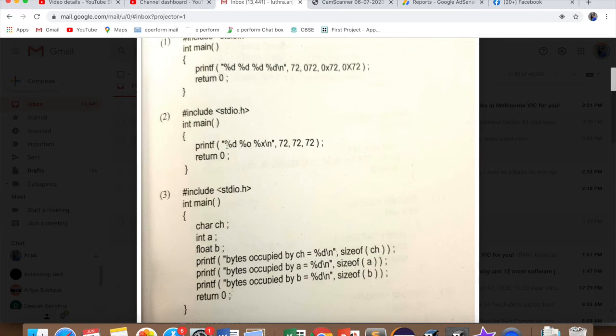So %d prints the integer in decimal format, %o prints the number in octal format, and %x prints it in hexadecimal format. So now when it is 72, 72 is printed at the place of %d, that is fine. But when you have 72 here, which is a decimal number, but what we have to print is an octal. So we have to print 72 at the place of octal. So 72 needs to be converted to an octal first.